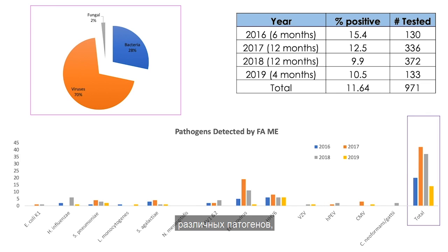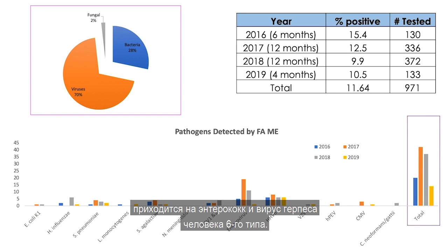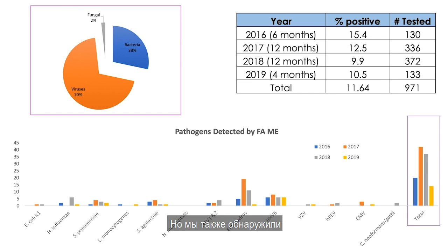And this is a breakdown of the different targets that we've detected so far. We've pretty much picked up every single target that's on the panel except for Neisseria meningitidis. The most common one is Enterococcus, followed by HHV6. But we have identified a number of Strep pneumoniae and even Haemophilus influenzae since we've gone live.